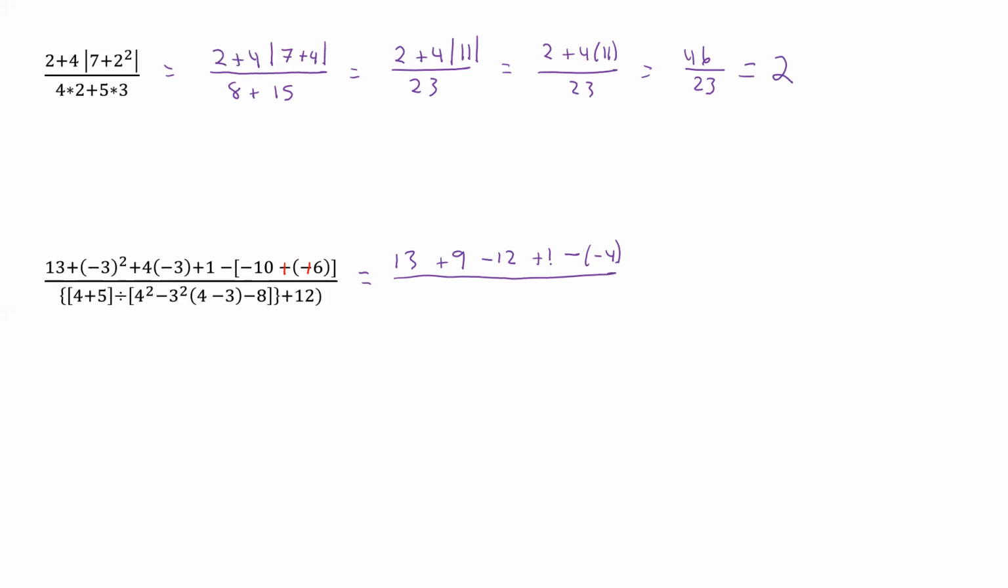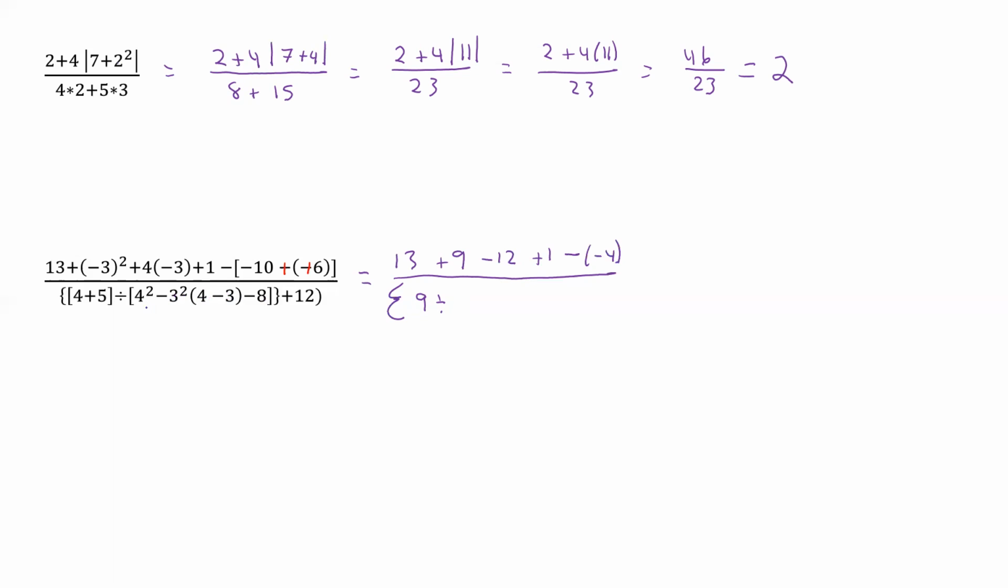Okay. So now on the bottom, what do we have? Well, we've got braces, brackets, and parentheses. So we really have to pay attention to what we're doing here. So inside of here, we have a set of grouping symbols. So what we can do is say 4 plus 5, well, that's going to give us 9. Then that's going to be divided by, now we've got this set of brackets. Well, let's go ahead and work our way through. And we're not going to break any rules.